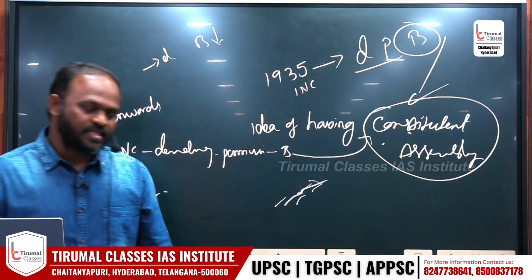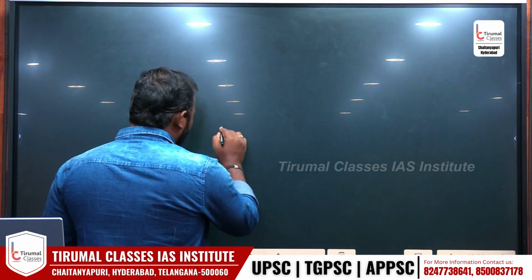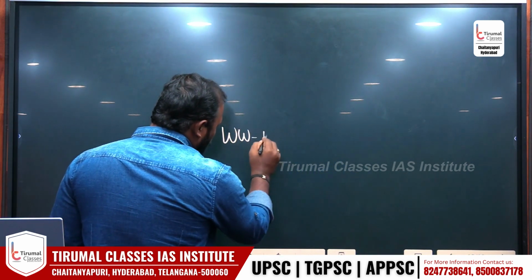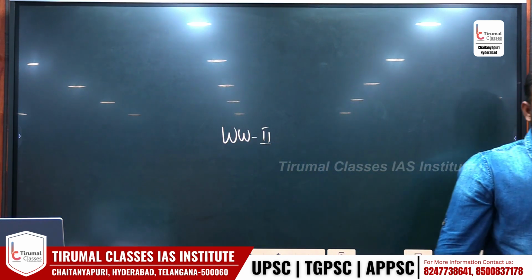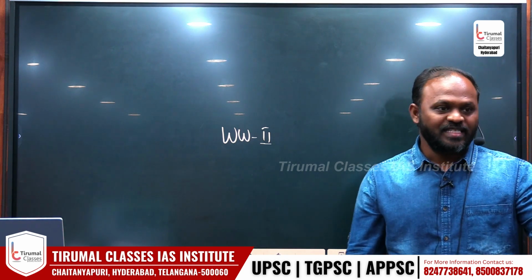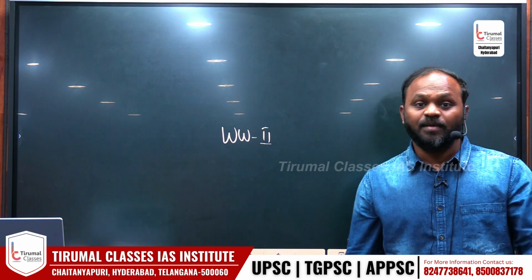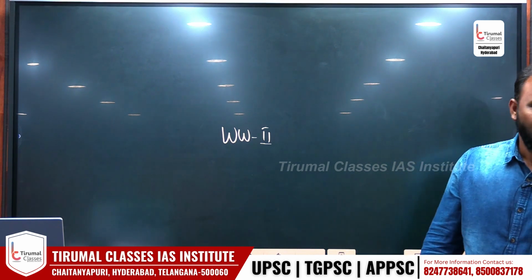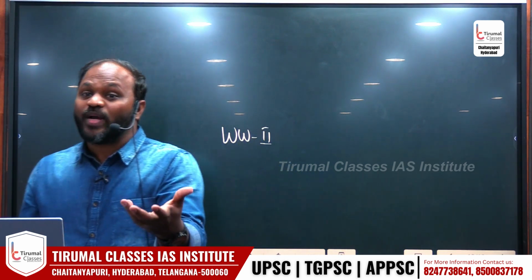Getting it right? Yes. Then a situation came, a time came, that is World War II. Very, very important. We are demanding: in 1935 we requested them, in 36 we requested them, in 37, 38 we requested them. Britishers, please give us permission to have a Constituent Assembly, but they have not given it to us. We are waiting to get permission.